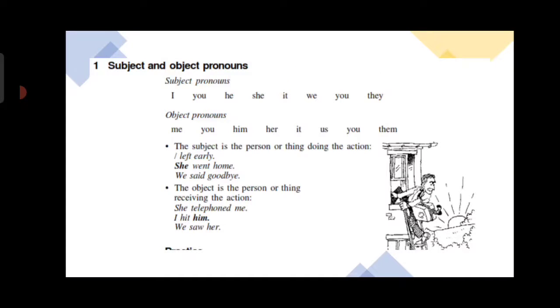So bear in your mind that pronouns in English are divided into three major groups. Pronouns as subjects, pronouns as objects, and later we'll be discussing pronouns as possessive words. Remember, their position in a sentence determines the forms.